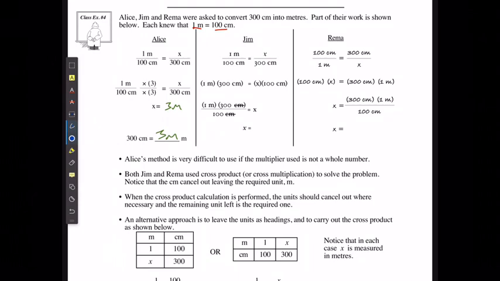For Jim, he said 1 over 100 centimeters is equal to x over 300 centimeters. And he multiplied both sides by 300 centimeters. And then multiplied both sides by 100 centimeters, which is how he got 300 on the one side and 100 on the other side. Then, because he had x over here, he divided both sides by 100 centimeters. Because they had common units, centimeters divided by centimeters would cancel out. 1 times 300 divided by 100 is going to be 3 meters. And he got the same answer.